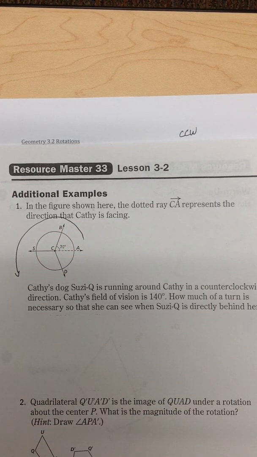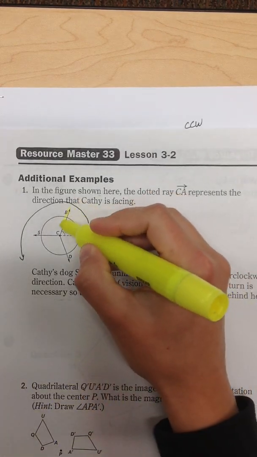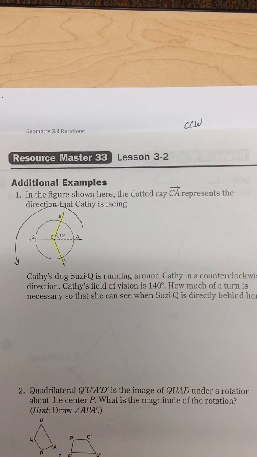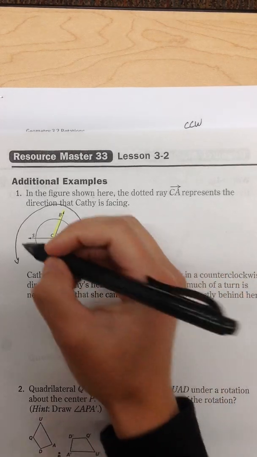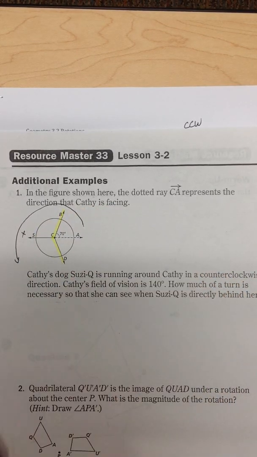Kathy's field of vision is 140 degrees. Field of vision is what she can see, just like we did with the fox example and the rabbit example. If Kathy's facing straight ahead, she can see inside that wedge there. Then it asks, how much of a turn is necessary so that she can see Susie Q directly behind her? The dog's running around, and the dog is going to end up back here, directly behind Kathy.